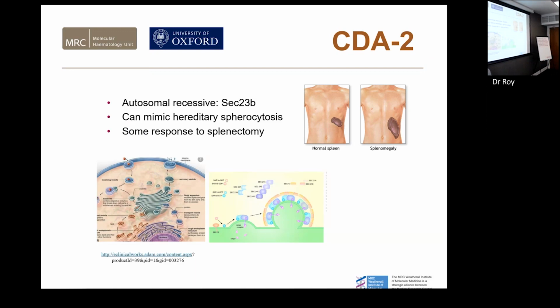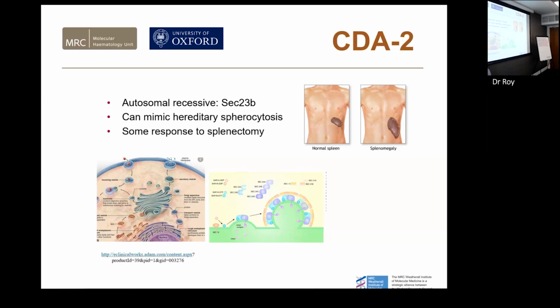CDA2 is also recessive. It's got mutations in a protein that's involved in trafficking proteins from the Golgi apparatus onto the red blood cell membrane. And it can mimic hereditary spherocytosis because, in putting proteins on the red cell membrane, if that doesn't work properly, some of the proteins that should be there aren't there, and you end up with hemolysis, and you end up with something that looks like hereditary spherocytosis. Their spleens can become absolutely massive, and they can take up most of the abdomen.